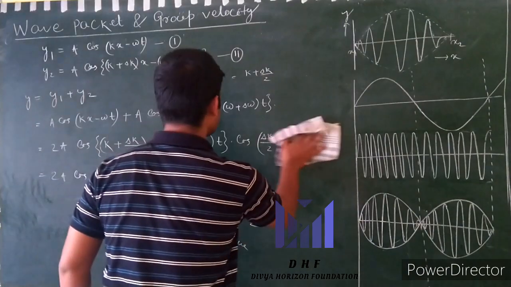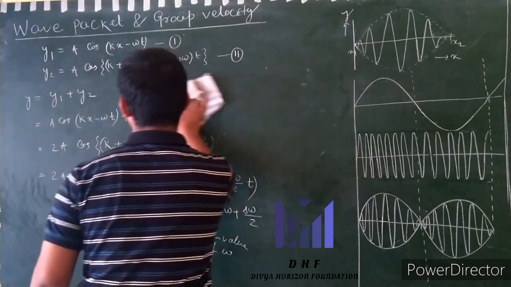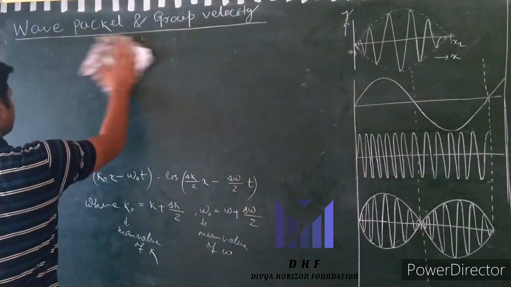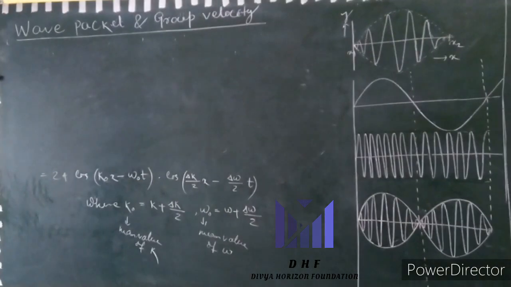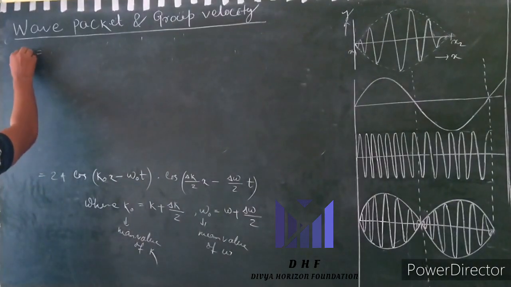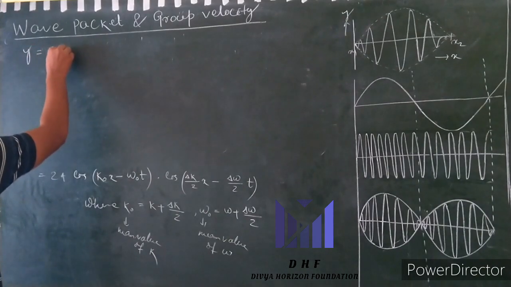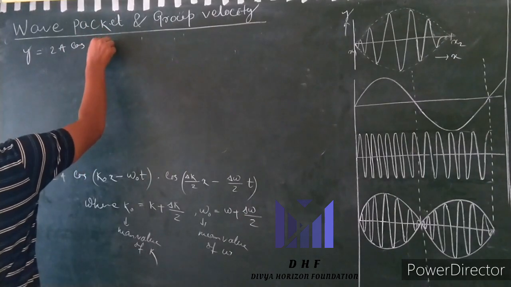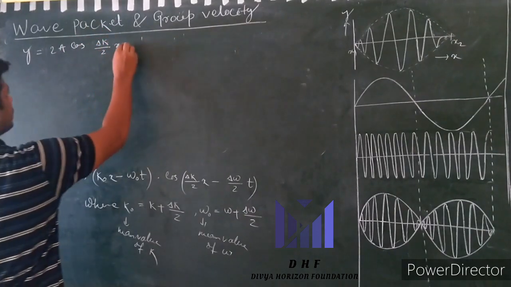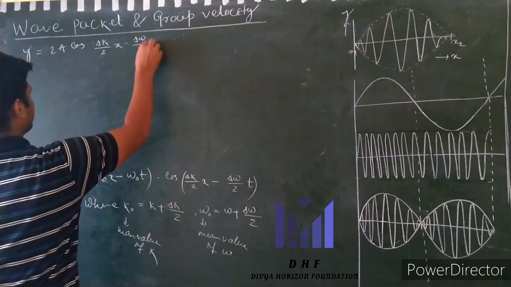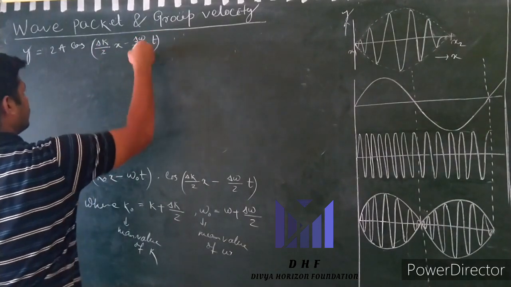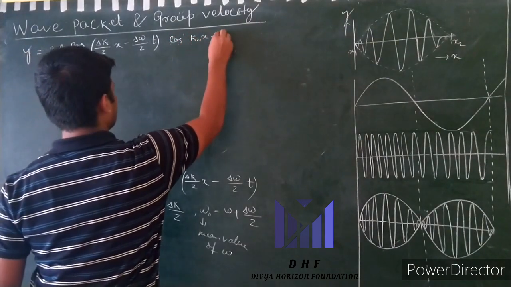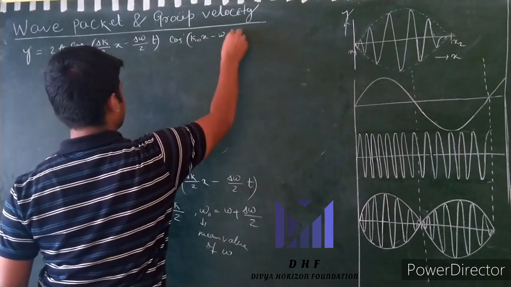So the equation becomes y is equal to 2a cos((del k/2) x minus (del omega/2) t) into cos(k0 x minus omega0 t).